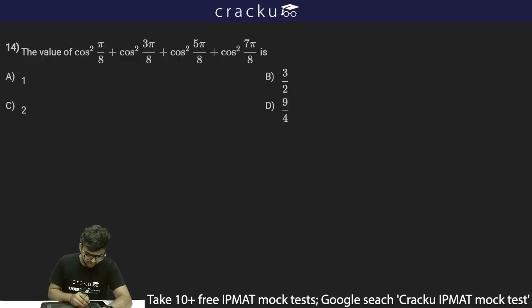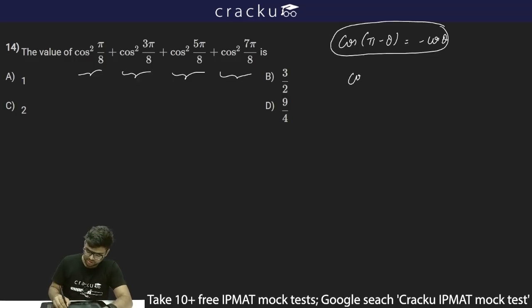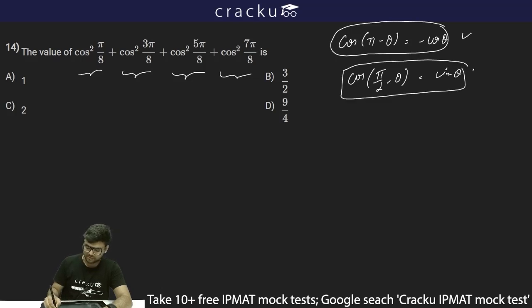The next question is: the value of cos square pi by 8 plus cos square 3 pi by 8 plus cos square 5 pi by 8 plus cos square 7 pi by 8 is? For this we must know some formulas. First, cos of pi minus theta is equal to minus cos theta. And second, cos of pi by 2 minus theta is equal to sin theta. These are the two formulas which we should know.